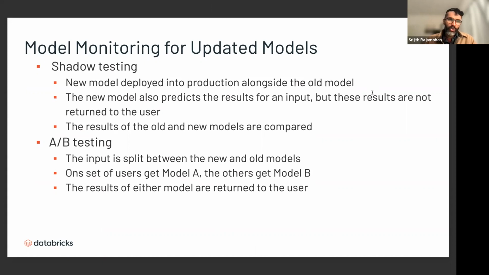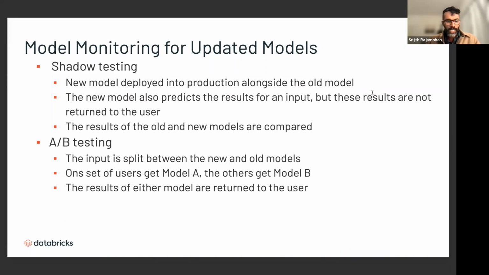Model monitoring for updated models. There are two ways in which this is done, and it's pretty similar to what we talked about in terms of deployment. It's just that the scenario and situation it's being used in is different, but the definition is the same. For example, in shadow testing, the new model is deployed into production alongside the old model. That new model also predicts the results for an input, but these results are not returned to the user. However, the results of the old and the new models are compared.